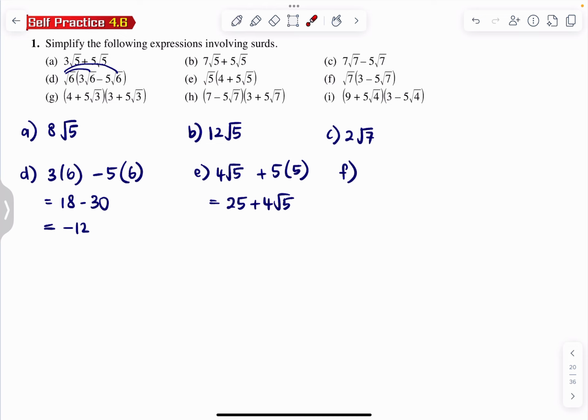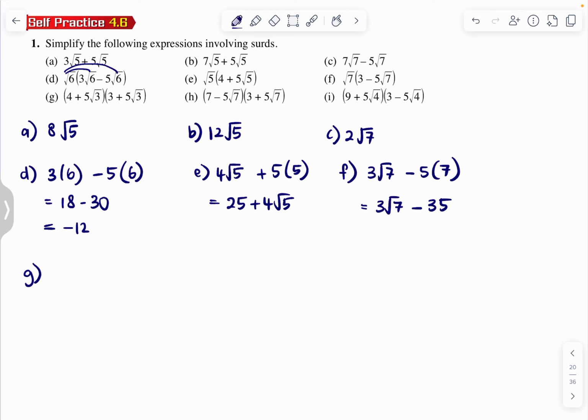F. Same thing. So we get 3 surd 7 minus 5 by 7. So 5 by 7 is 35. So we can say 3 surd 7 minus 35.